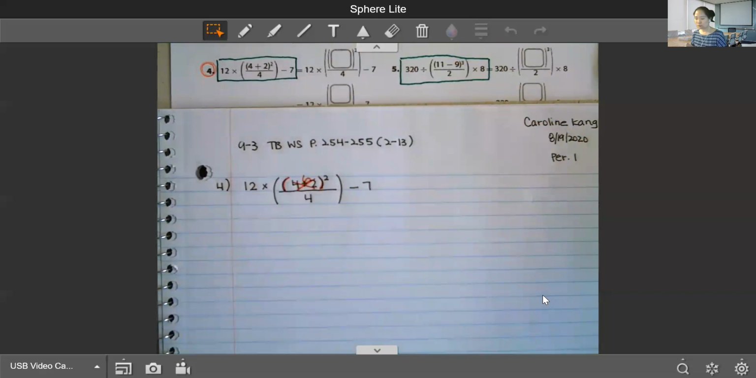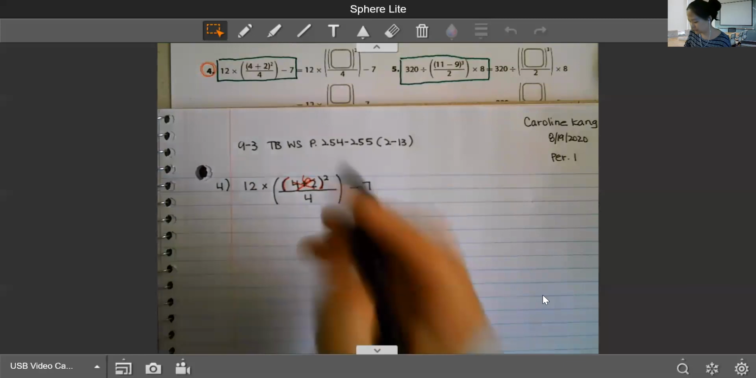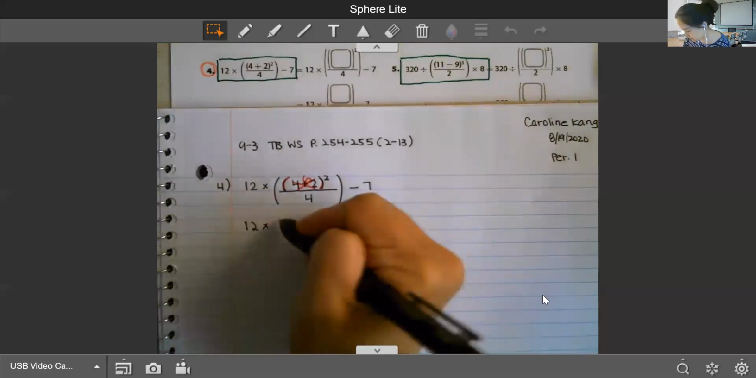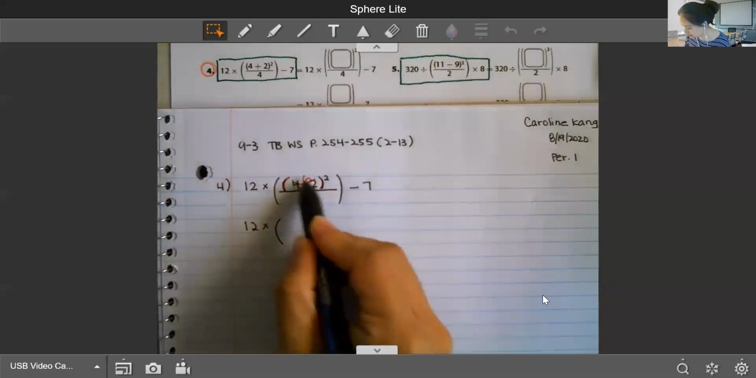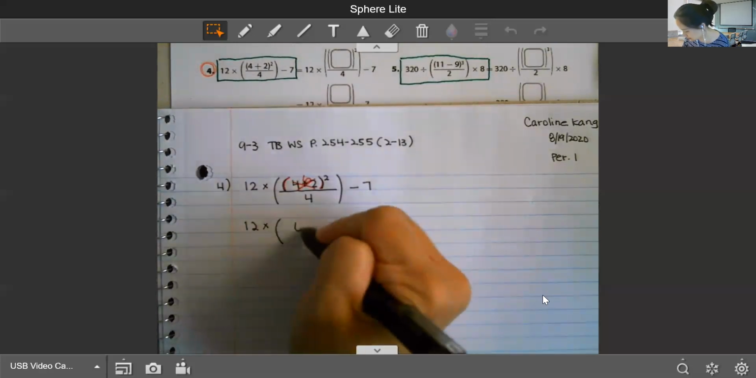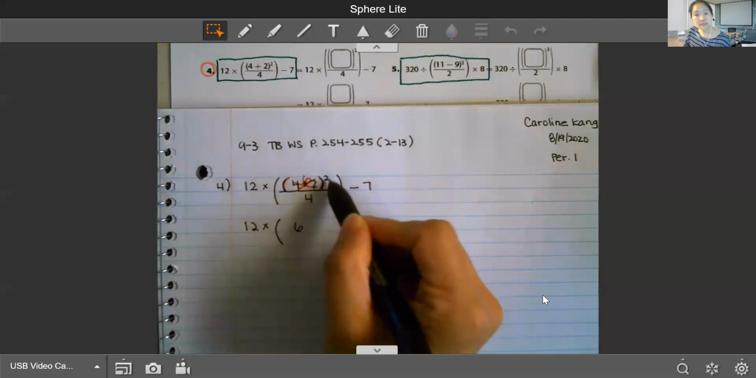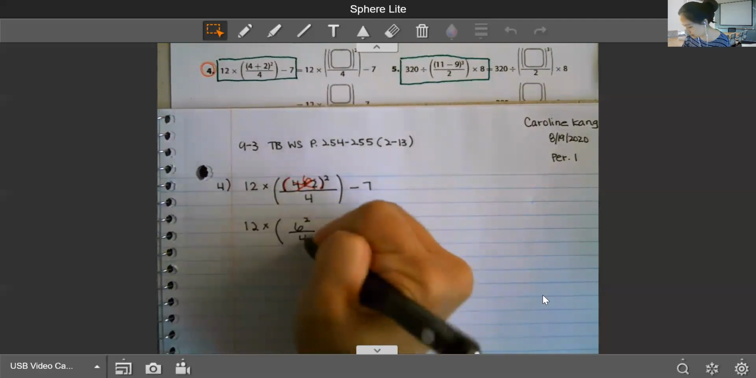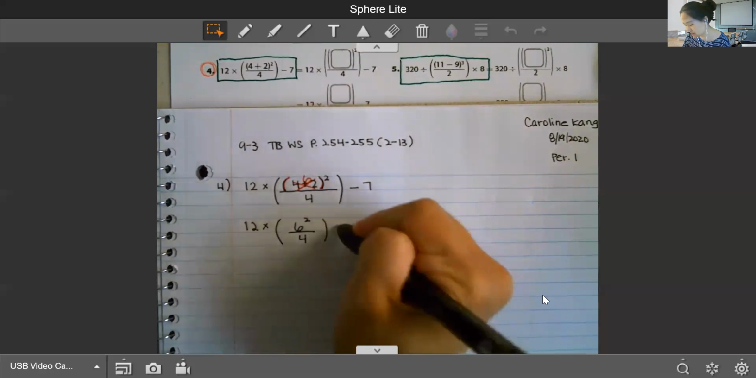But this is way too messy and confusing, and this is when students decide to skip steps, and that's when they make mistakes. So I'm going to copy it down again. 12 times parentheses, I got 6 here, to the second power, over 4, close the parentheses, minus 7.